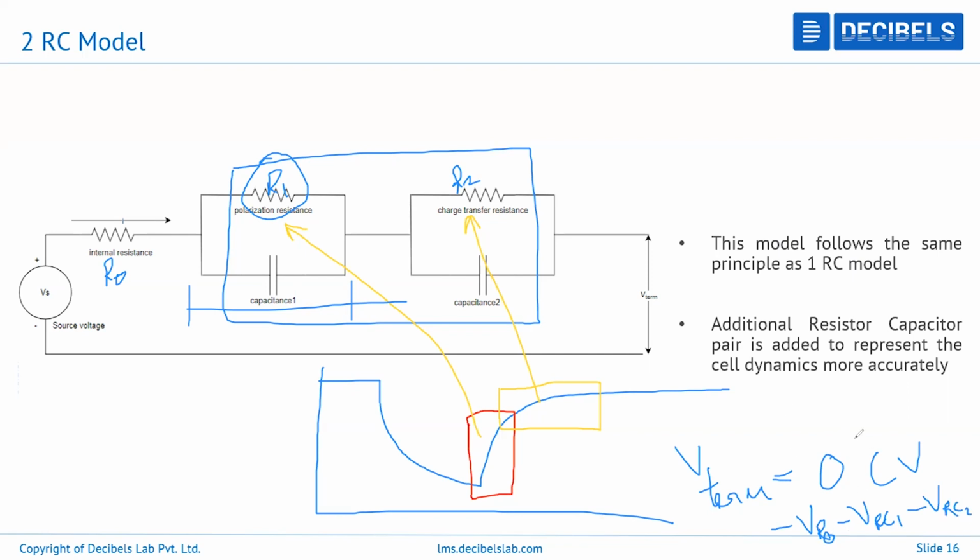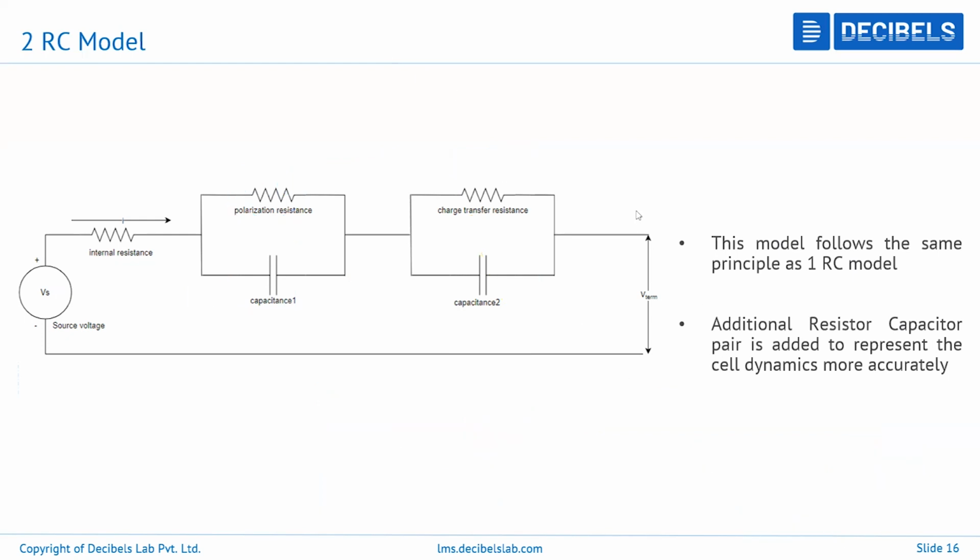Once again, all these values are data driven. All of these values are taken from the test values. So this is how you go for 2RC, and in this case, it is capturing the details of the complete dynamic response in parts. Basically, we're just splitting up the voltage behavior into multiple parts and feeding this into the model. This is how the 2RC model is created.